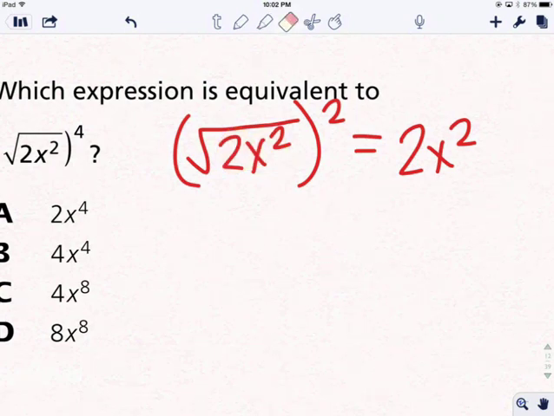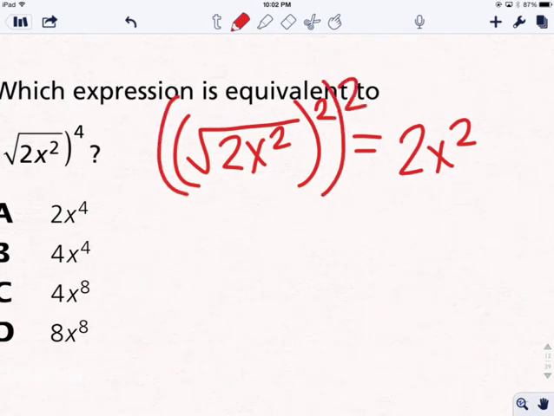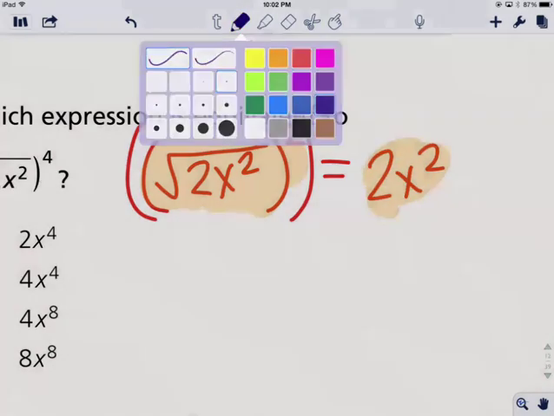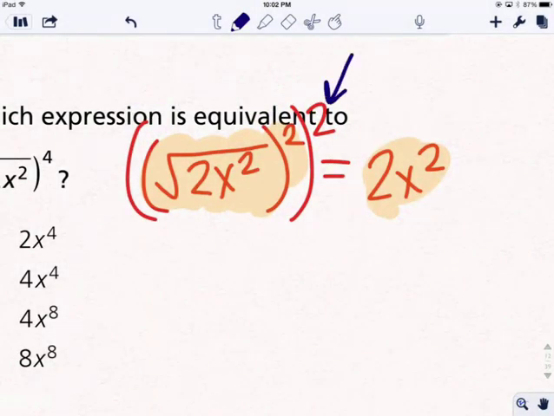But we're not raising to the second power. We're raising to the fourth power. So how does that change things? Well, raising to the fourth power is the same thing as raising to the second power twice. Do you see that? So when we do this the first time, we're left with 2x squared. But we still have to deal with this extra squaring. So what that means is we need to take all of this and square it again.